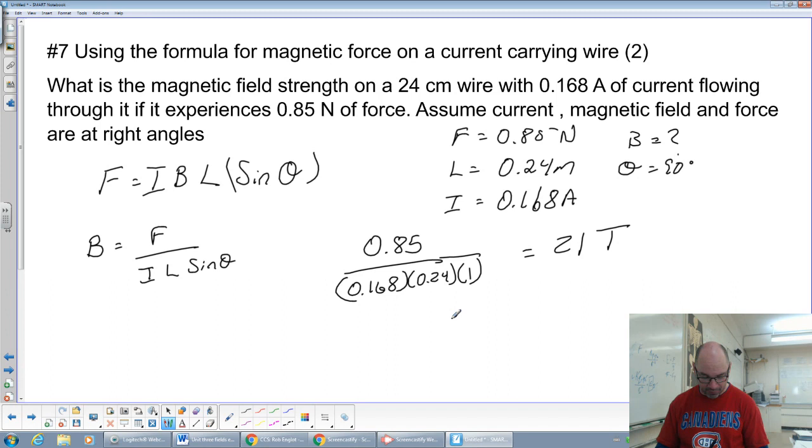Let me just do that again. Yeah, about 21 Teslas, two significant figures. And that is 2 marks. A question like that might not be finding the magnetic field. It might be finding the length of the wire, or the current, or the force. It won't be finding the angle. That's the only one you won't have to worry about.